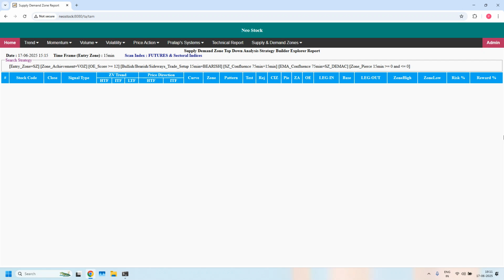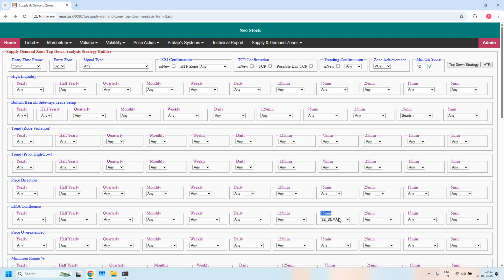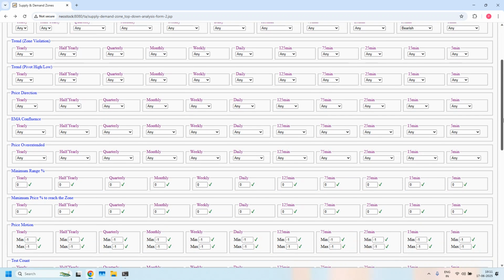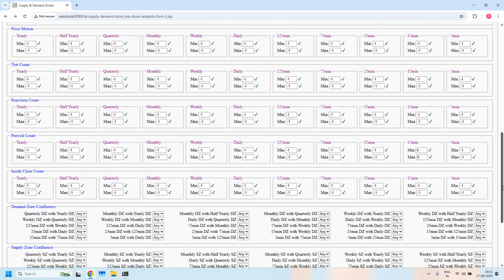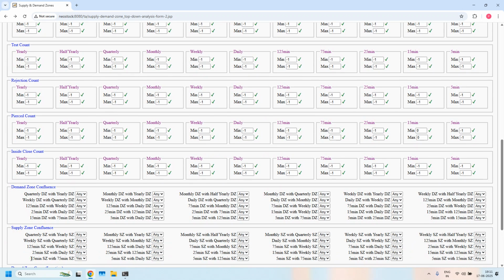Okay, fine. Next, let us look into 15 minutes, 75 minutes and even daily supply zone confluence. I am removing EMA filter. In the supply zone confluence, 3 filters I am adding. First filter is already enabled. Next 15 minutes and daily supply zone confluence. 75 minutes and daily supply zone confluence.